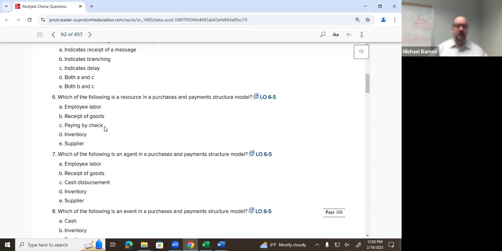All right. Receipt of goods. Is that something that would be considered part of the purchasing process? Yes. Okay. And if we're saying that, what would it be? What would receipt of goods be in that regard? It's part of a sub-process of the UML diagram, but it would be considered either a resource, event, or an agent. It would be an event, okay? Because that's when we receive the goods. Receive the goods sounds like an event. Paying by check, okay? Paying by check is kind of disguised, but it sure sounds like cash disbursement, which is what? An event, good, okay?